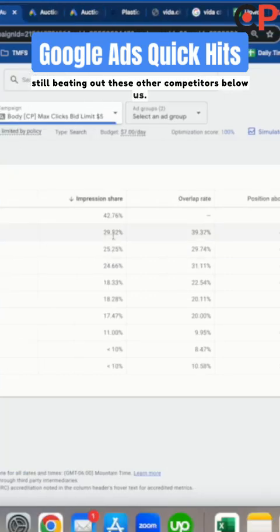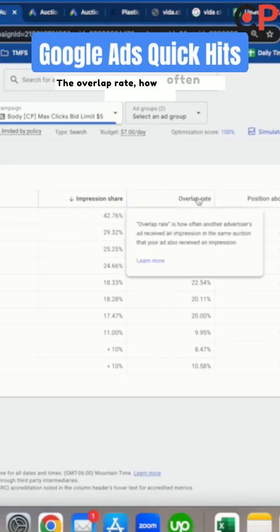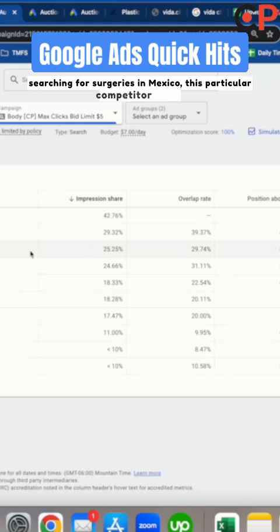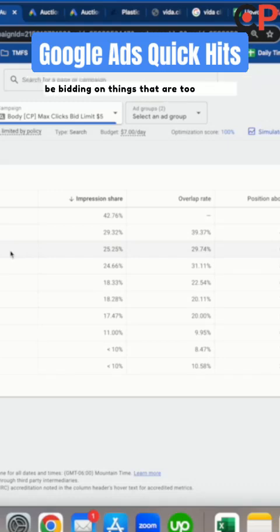The overlap rate: how often another advertiser's ad received an impression in the same auction that your ad also received an impression. So there we go, 39% of the time, DrIsabelleBalza.com, 39% of the time our ads are showing together. This is a surgeon in Tijuana, so a viable competitor, but this one here is in Miami. So my guess, because I know that our campaign is only targeting people in the US that are searching for surgeries in Mexico, this particular competitor might be bidding on things that are too general.